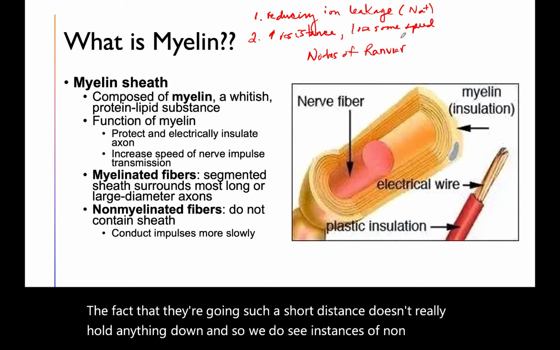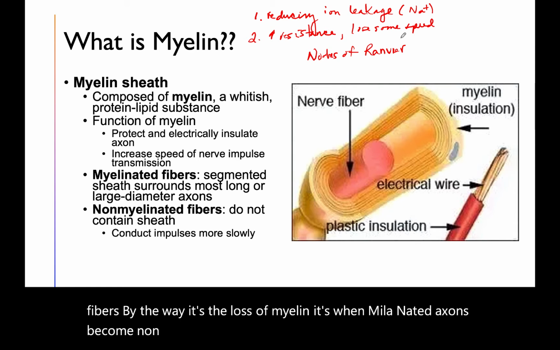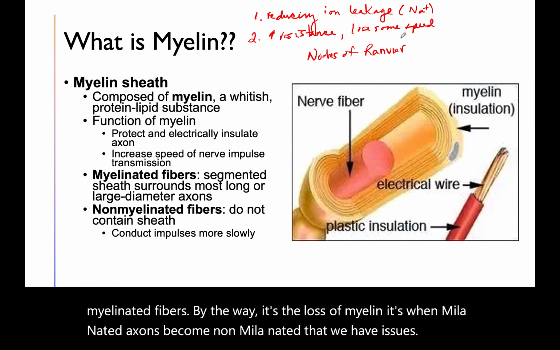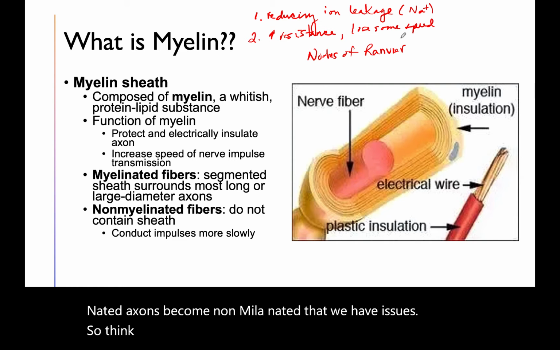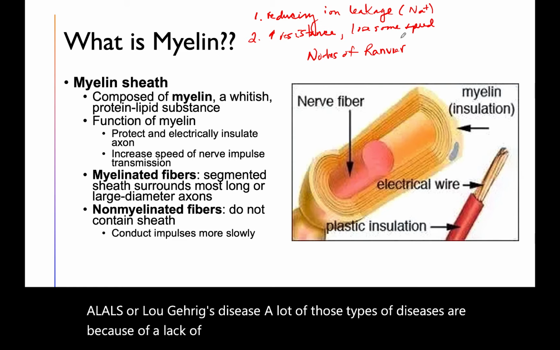By the way, it's the loss of myelin. It's when myelinated axons become non-myelinated that we have issues. Right? So think of things like dementia and Alzheimer's and ALS or Lou Gehrig's disease. A lot of those types of diseases are because of a lack of myelin, and so myelin loss.